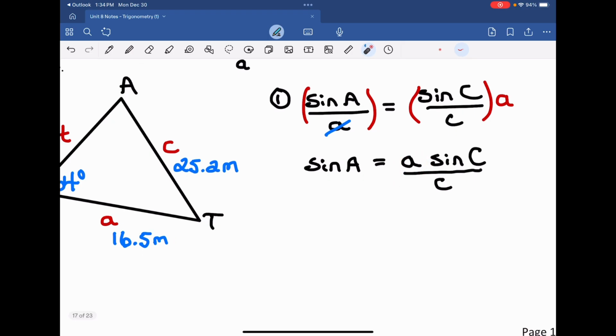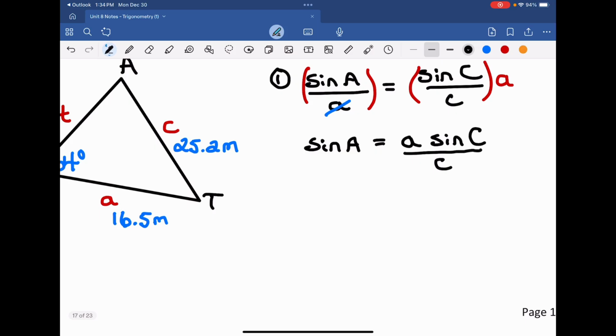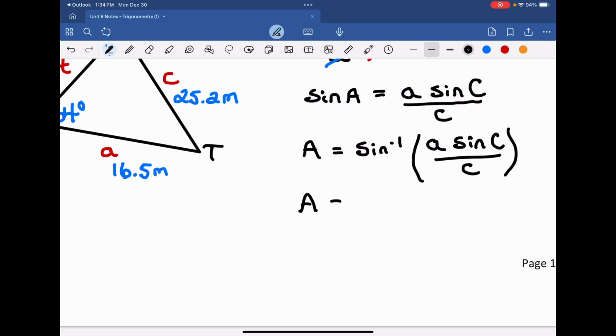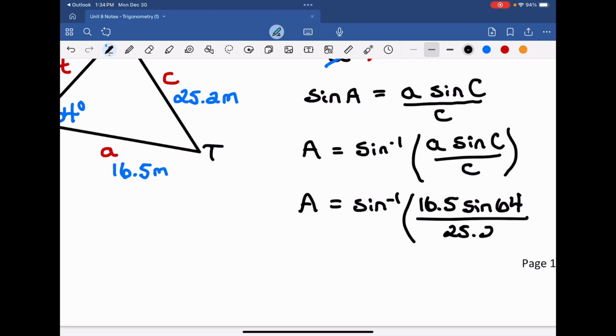Now, if I want to isolate for angle A, I know that I have to do the inverse of it. So I'm going to go A is equal to inverse sine of the entire ratio of A sine C all over C. Now from here, I'm going to write this as A is equal to sine inverse, and we're just going to fill in the information we know. In this situation, side length A was 16.5, times sine of 64 degrees, which is the angle at C, divided by the side length of C, which is 25.2. In your calculators, as long as you're in degree mode, you'll get A is equal to 36 degrees to the nearest degree.